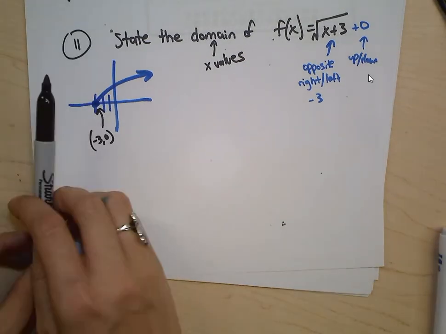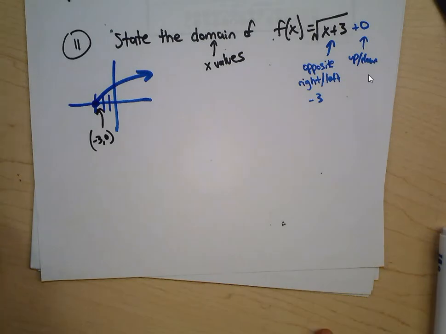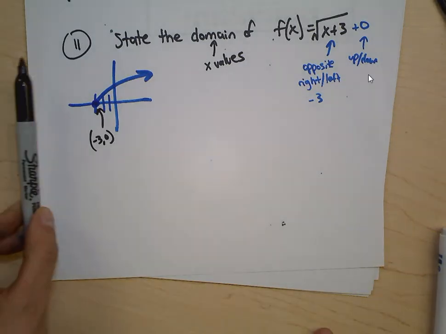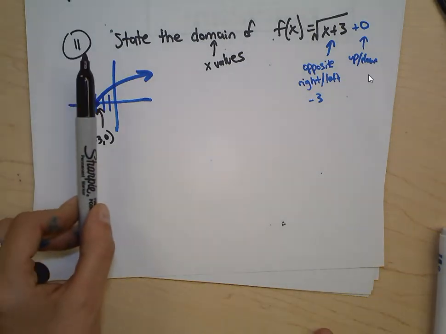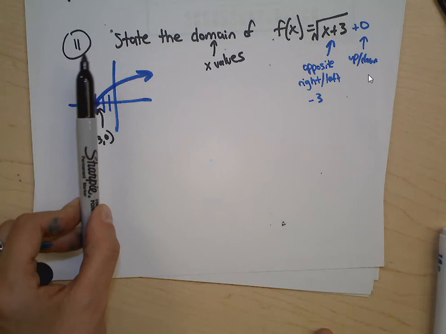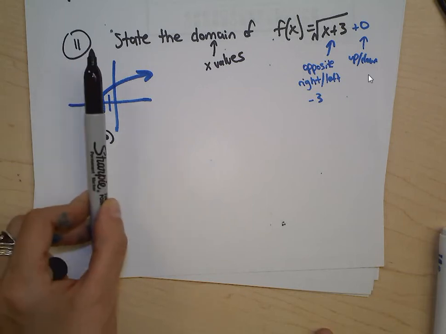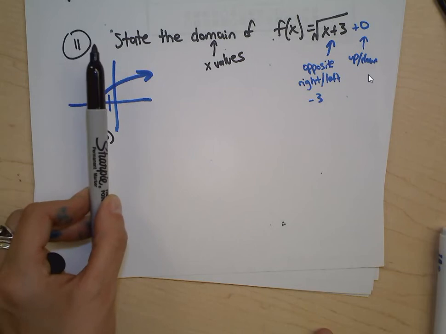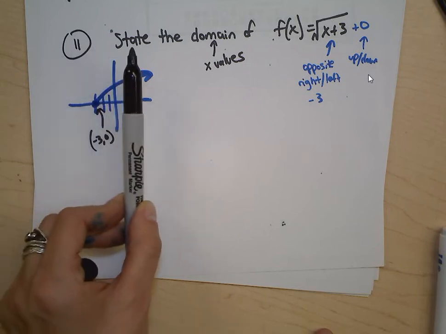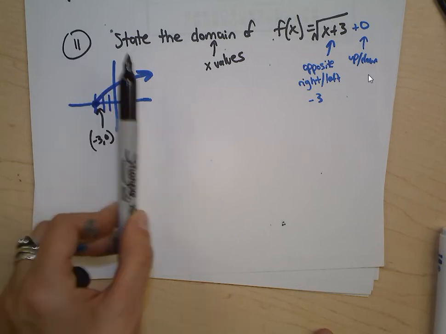So I'm doing my little radar scan. Beep, beep, beep. At negative 3, when x is negative 3, my function starts. Beep, beep, beep, and I keep going, and my function still hits.